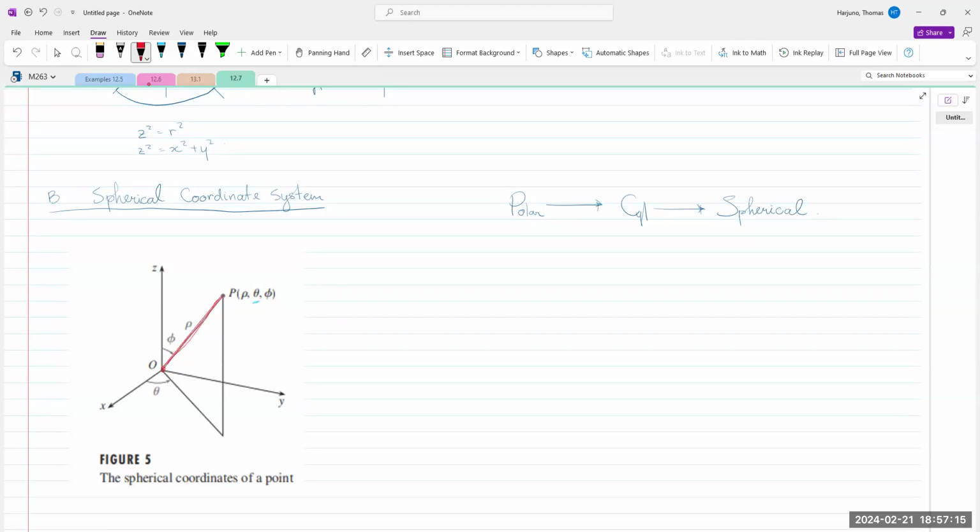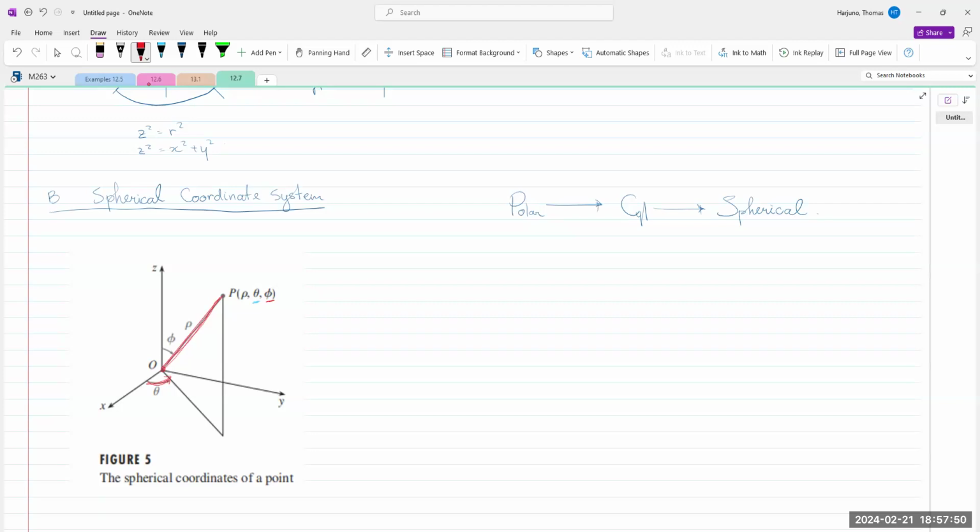Okay, now this is the rho, basically the direct distance from origin to the point P. The theta is the angle from the xz plane to the point. And the phi is the angle from positive z axis. The phi is from positive z axis.